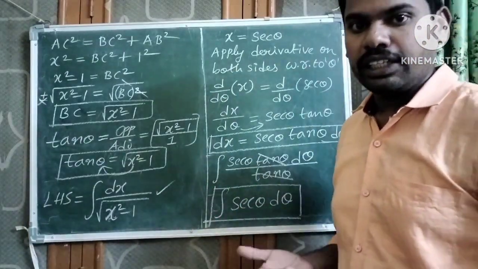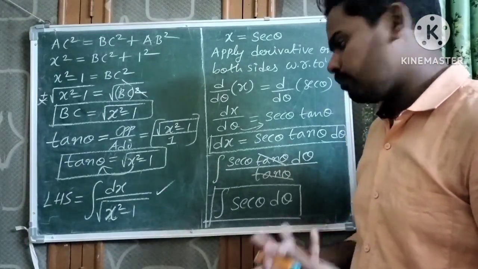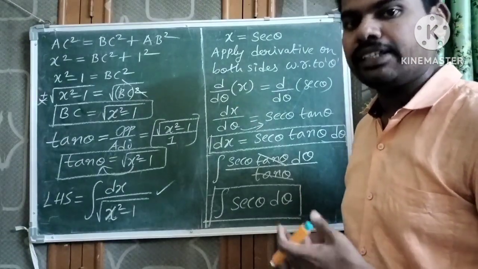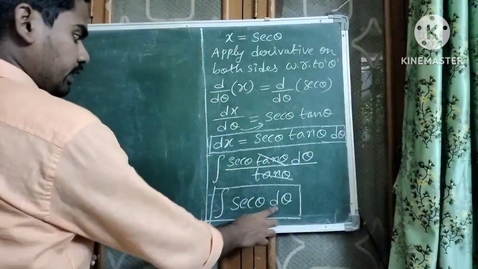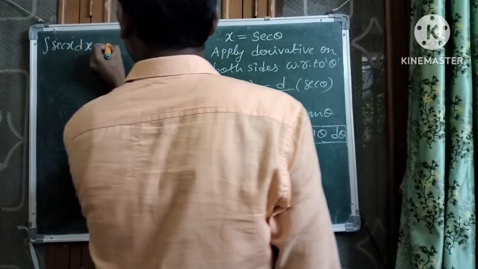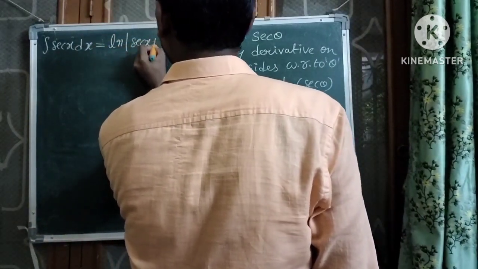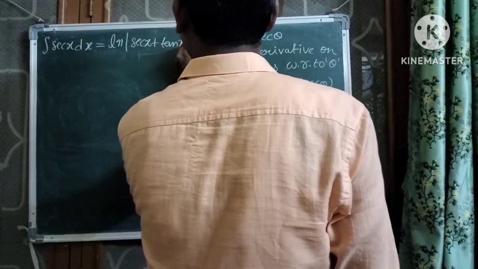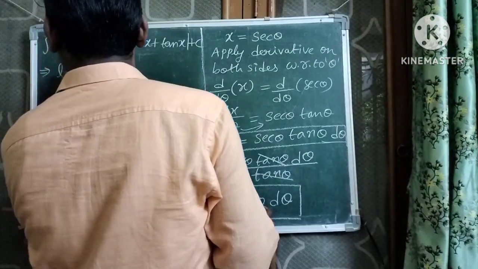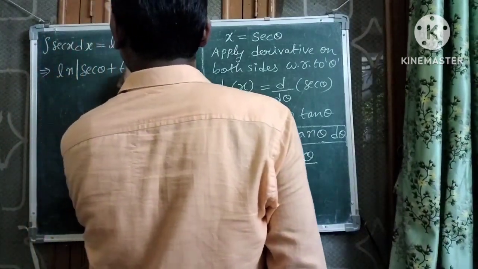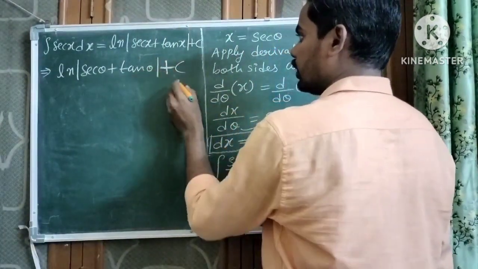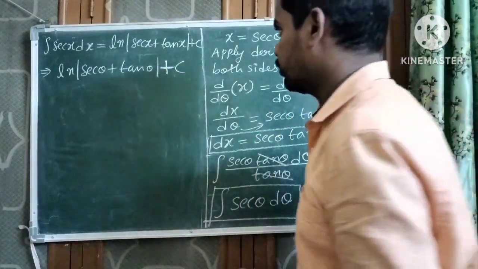What is the formula for integral secant x dx? Integral secant x dx is ln modulus secant x plus tan x plus c. Here we have theta, so in terms of theta, we will get the answer ln modulus secant theta plus tan theta plus c, where c is called the constant of integration, or integrating constant.